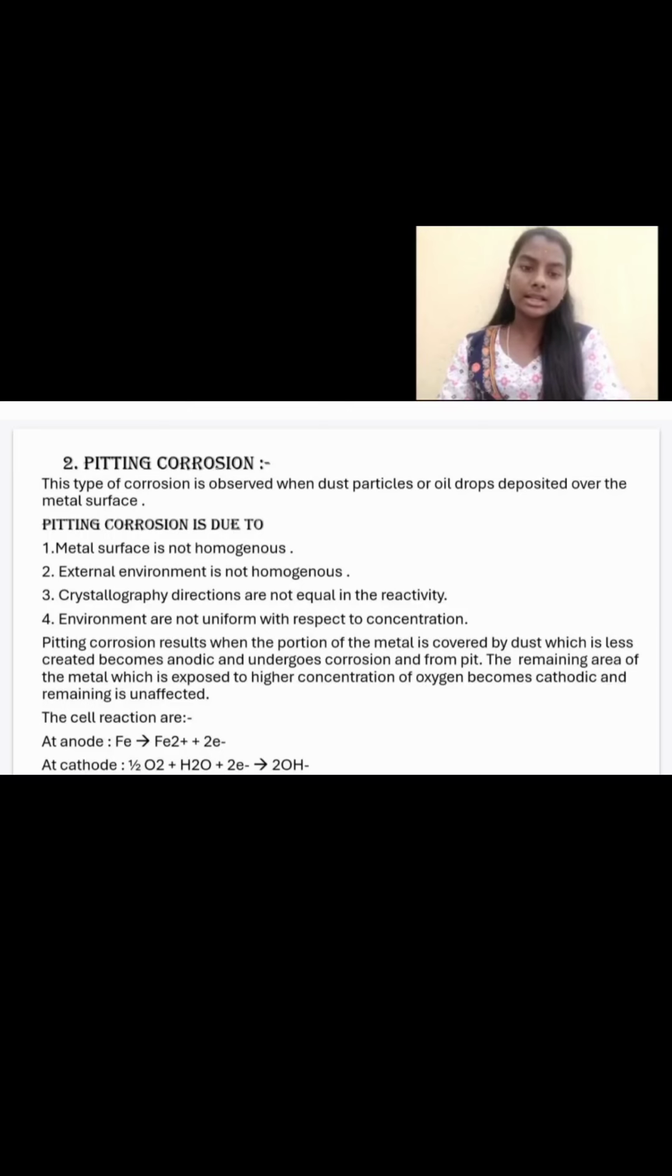The cell reactions are: at anode, Fe gives Fe2+ plus 2e-. At cathode, O2 plus 2H2O plus 4e- gives 4OH-.